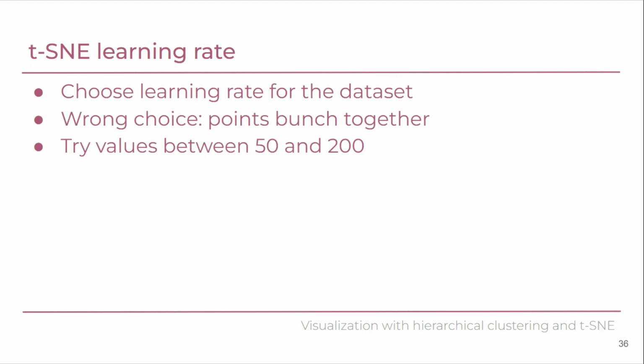The second thing to notice is the learning rate. The learning rate makes the use of t-SNE more complicated than some other techniques. You may need to try different learning rates for different datasets. It is clear, however, when you've made a bad choice, because all the samples appear bunched together in the scatter plot. Normally it's enough to try a few values between 50 and 200.